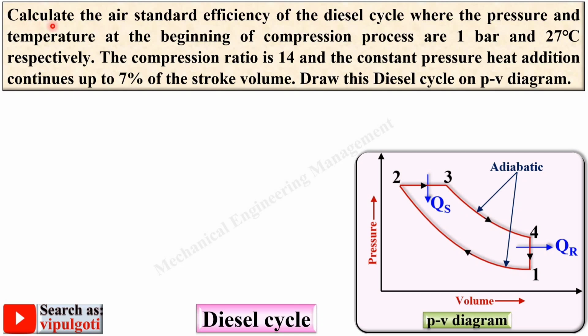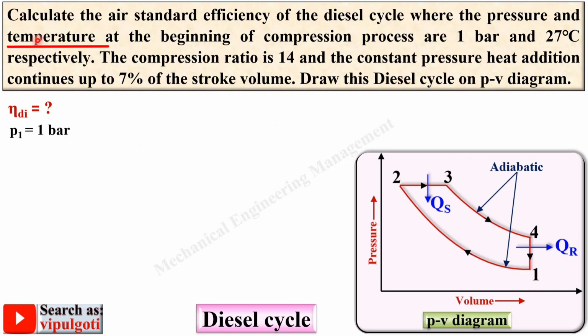So let's see, first of all, calculate the air standard efficiency of diesel cycle. So efficiency means eta, and this is the diesel cycle. So eta diesel is equal to question mark, where the pressure at the beginning of the compression process is 1 bar. So here you can see this is actually the compression process, and at the beginning of the compression process means at the state 1. So it is a P1.